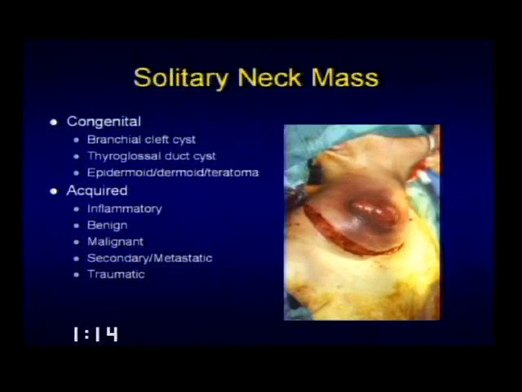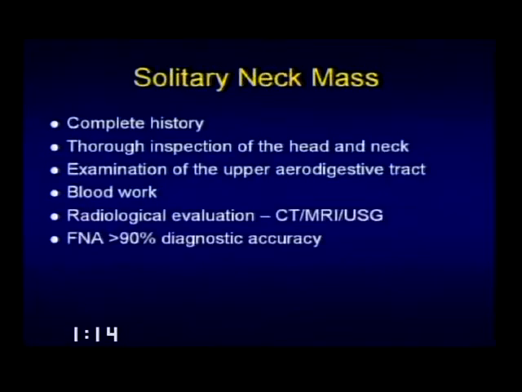So for those that present with a solitary neck mass, you need to think it's either going to be congenital or acquired. Congenital things you'll think of are the branchial cleft cyst, the thyroglossal duct cyst, which we talked already about briefly, and the epidermoid and dermoid cysts and teratomas that can come up in the pediatric population. Acquired diseases are going to be inflammatory, benign, malignant disease, metastatic disease, and trauma you need to think about.